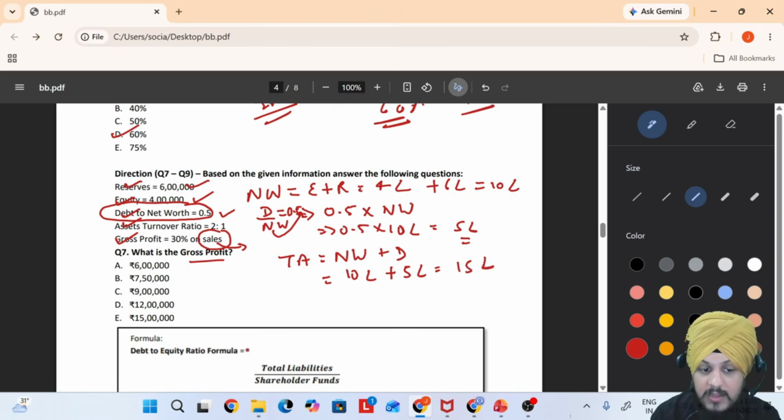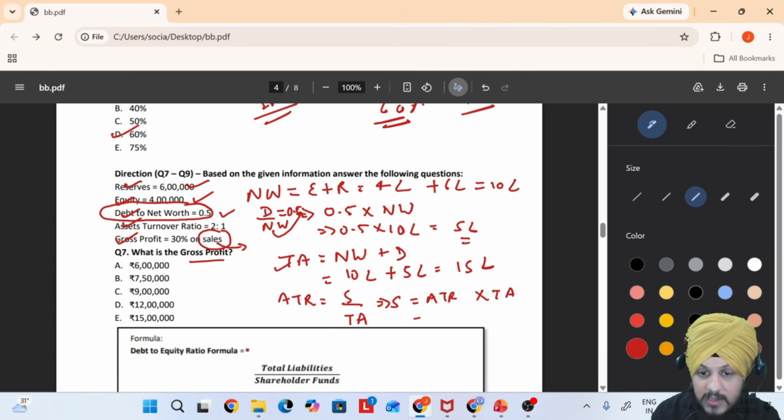Now the next thing that we have to calculate is the sales, right? So how are we going to calculate the sales? Because we know the turnover, we can use the asset turnover ratio over here. Asset turnover ratio is equal to sales divided by total assets, right? So over here, sales is going to be asset turnover ratio into total assets.